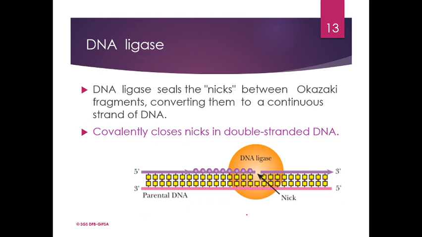Next enzyme, DNA ligase. DNA ligase seals the nick between the Okazaki fragments, converting them to a continuous stretch or strand of DNA. It covalently closes the nick in double-stranded DNA. Look here, as we have discussed, there is no DNA polymerase which can synthesize in the 3' to 5' direction. So this gap has to be filled only with the help of a special enzyme which can do the task, that is DNA ligase.